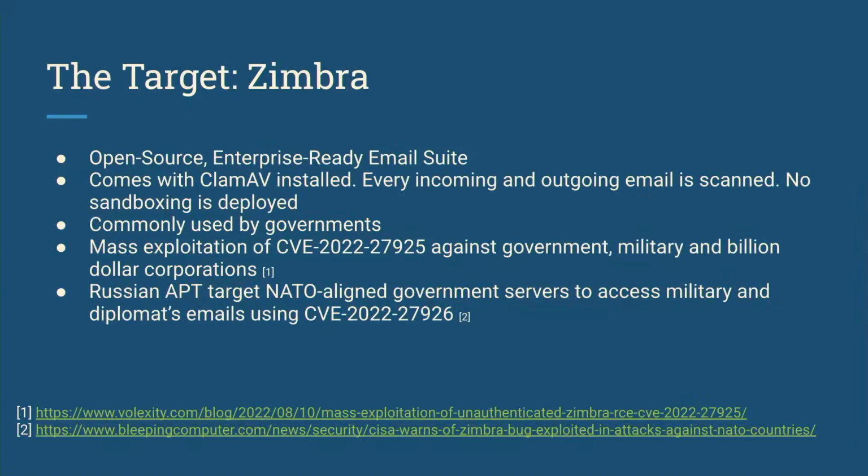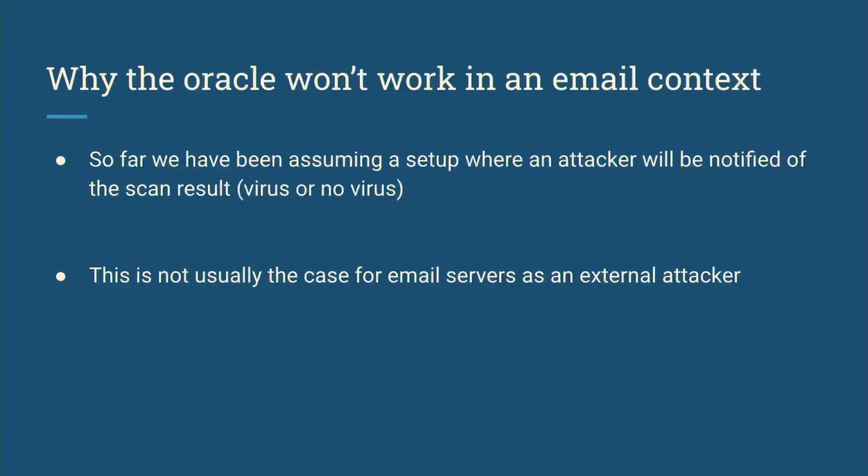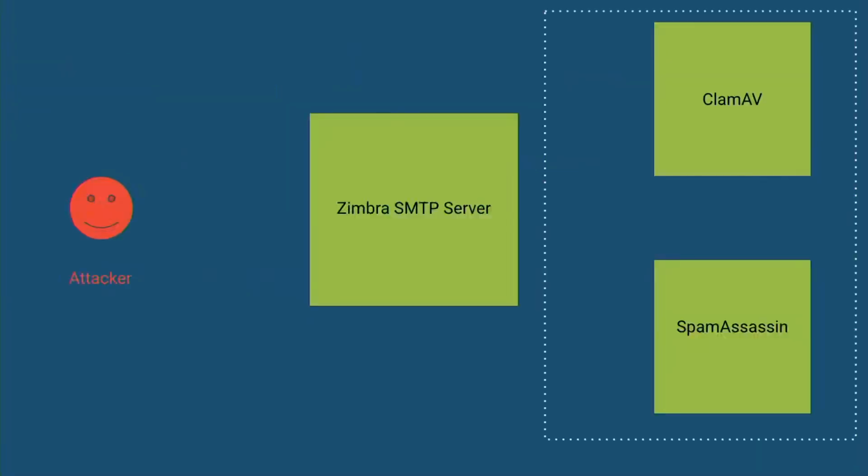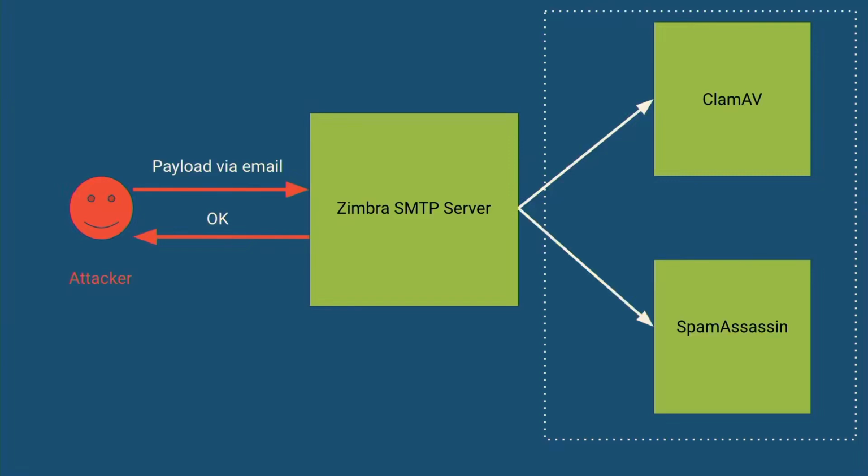using a similar CVE. So we have a problem now, which is that the oracle relied on the attacker being able to get the result of the scan, so they would know if a virus was detected or not. But this wouldn't work in email, usually, as an external attacker. The reason is, say we send an email containing a payload to the SMTP server. The SMTP server just tells us, okay, thank you for the email, I'm going to process this now. And it will then, in the back end, send the email to ClamAV first and then to SpamAssassin. But the attacker will never know if the email contained a virus or not.